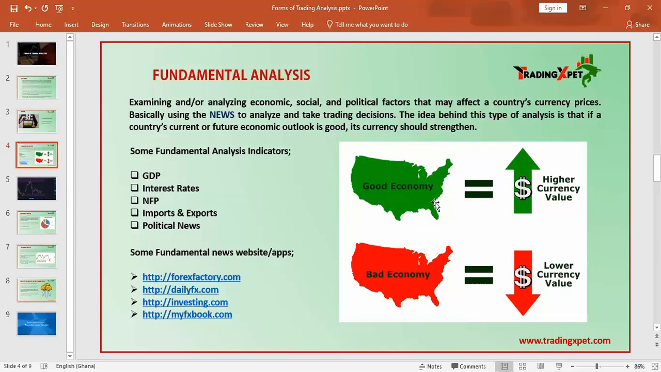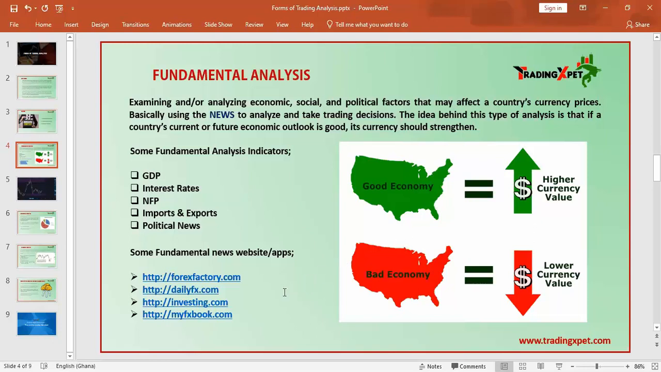Another thing that we can look at in fundamental analysis is political news. Now, political news events can also cause serious changes in price in the Forex market. Political news could be a change of presidency or a president saying something bad, which is going to have an effect on how investors feel about our country, and that also can cause price movements in the forex market.